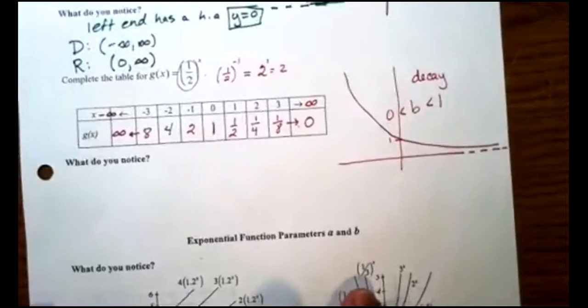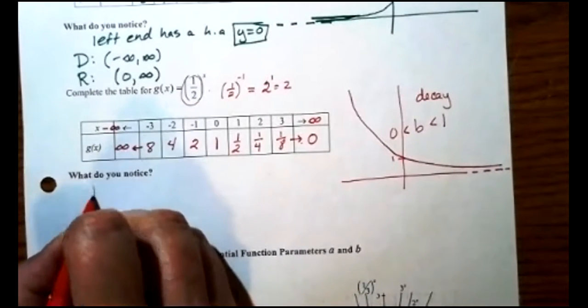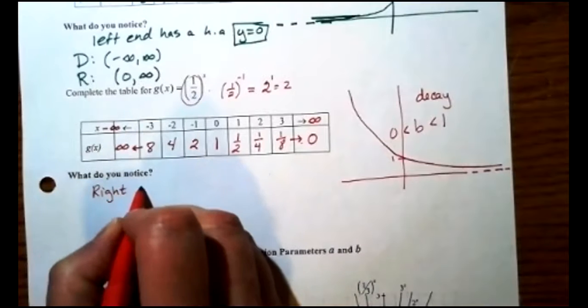Now, what else do we notice about this graph? Let's talk about the ends. It's the right end where we find our horizontal asymptote.